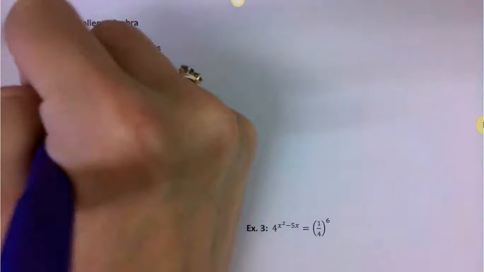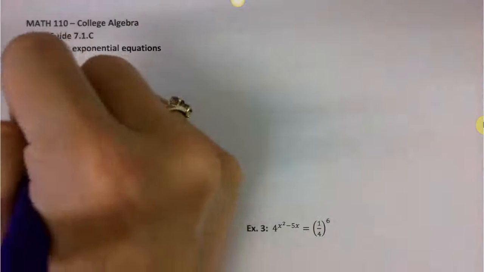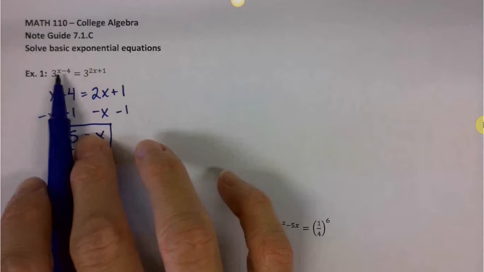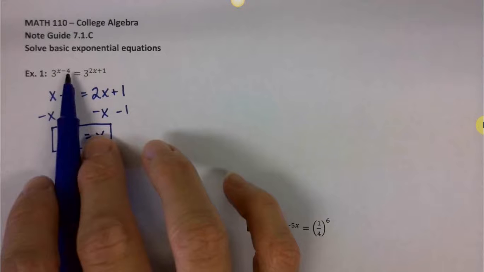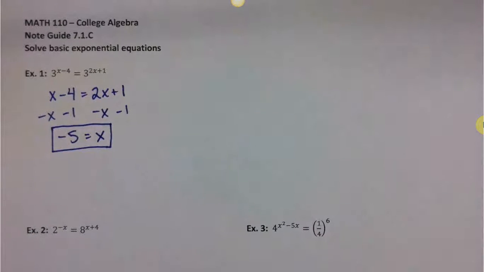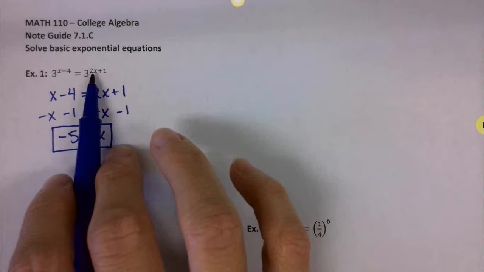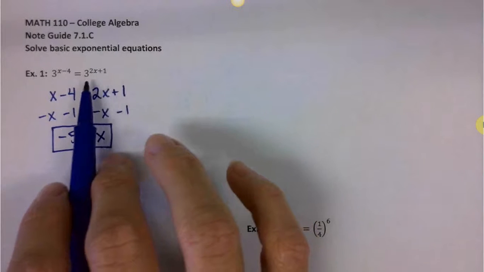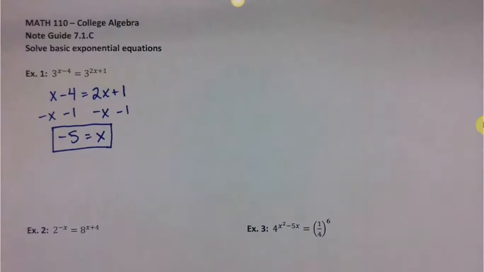We can just subtract x from both sides and subtract 1 from both sides, giving us that negative 5 is equal to x. And if we go back and plug it in, we would have negative 5 minus 4 is negative 9. So we would have 3 to the negative 9 on the left side. And then 2 times negative 5 is negative 10 plus 1 is negative 9. So we would also have 3 to the negative 9 on the right side. So we have equal expressions.